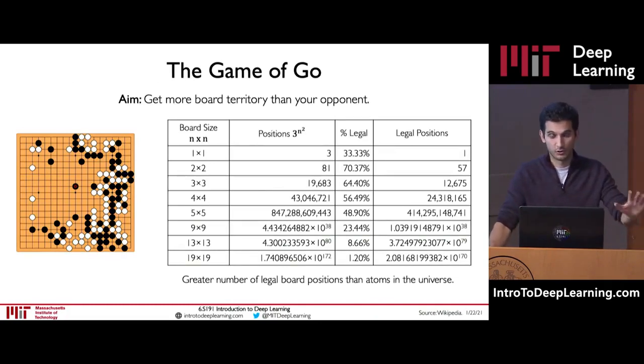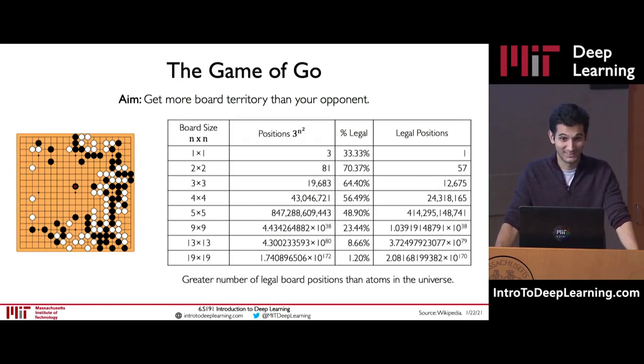Just very briefly, a quick introduction to the game of Go. This is a 19 by 19 grid, extremely high dimensional in terms of gameplay. It's played between two players, white and black, and the objective of the game is to occupy more territory than your opponent. The game of Go is extremely complex. In fact, with the full size of this 19 by 19 board, there are a greater number of legal board positions than atoms in the entire universe. That's 2 times 10 to the 170 positions.